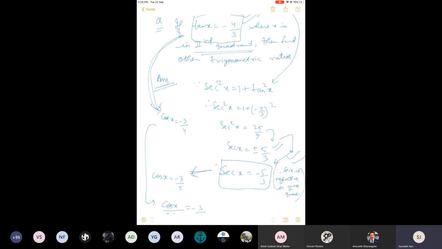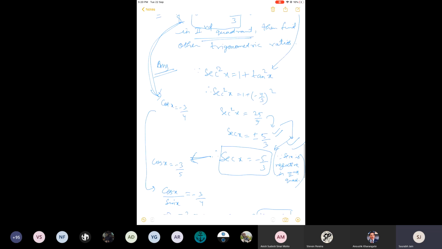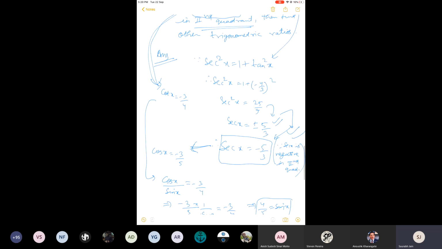Now after this, use tan or cot. I have taken cot, and cot is cos upon sine, right? We have the value of cos. Put it here, you will get sine. After sin x, cosec x can also be calculated. So there is this whole exercise.